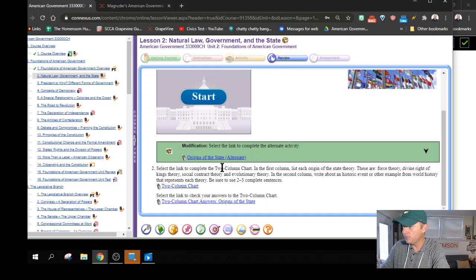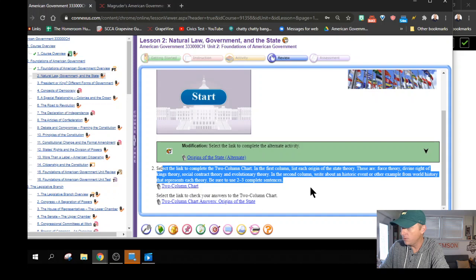Modification. Select the link to complete the alternative activity. If you can't do that activity, do this activity. Select the link to cite a chart on the first column. List organization of things theory. There are force theory, divine right, king's theory, social contract theory.